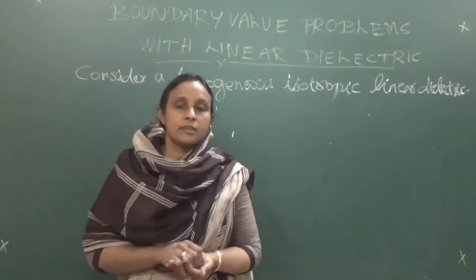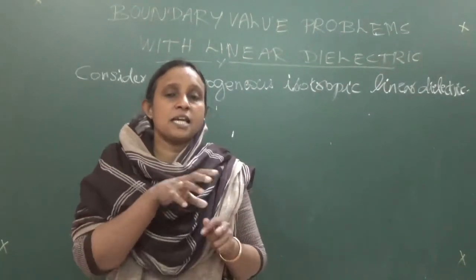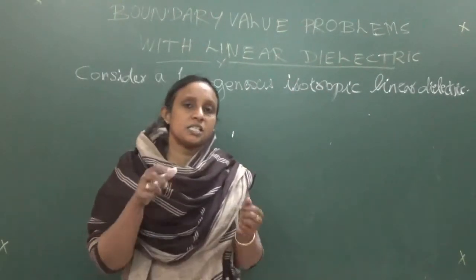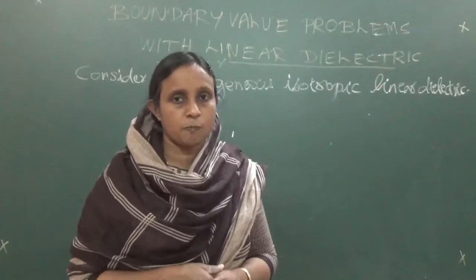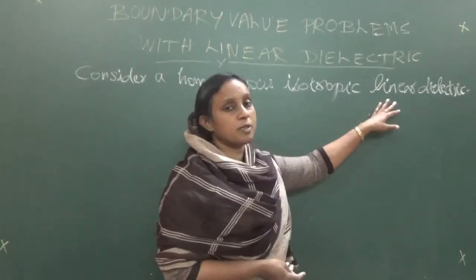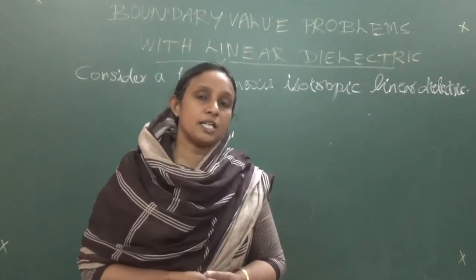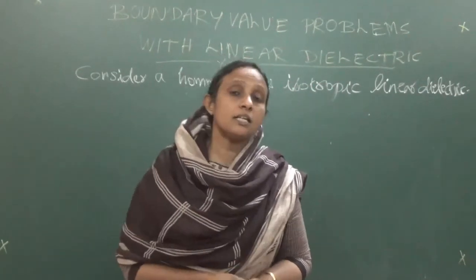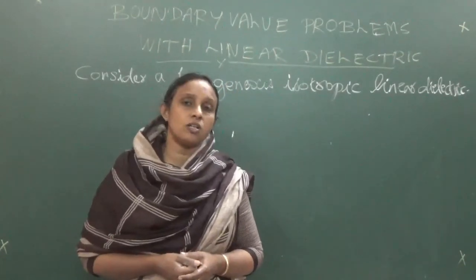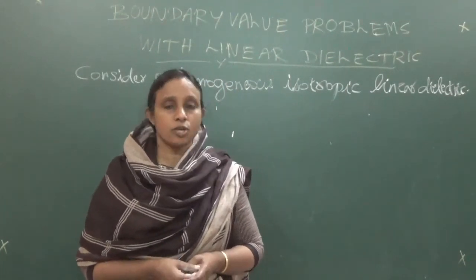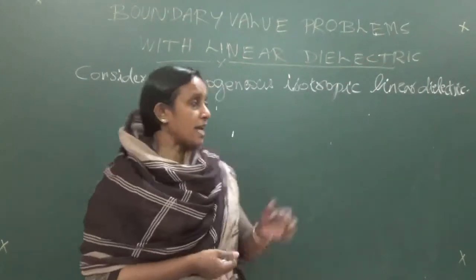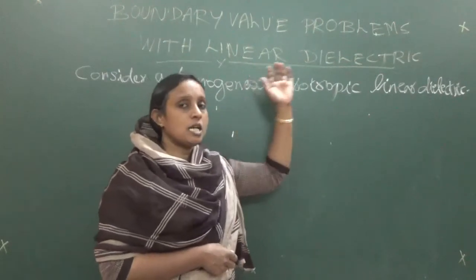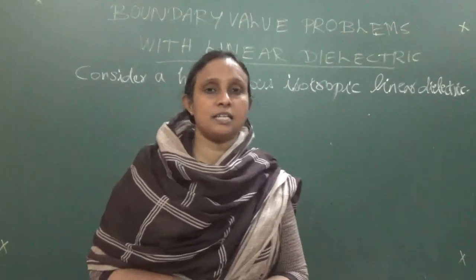Homogeneous means the dielectric medium has the same property at all positions. Isotropic means it has the same property in all directions. And the medium is linear also. We learned that if the polarization is proportional to the electric field, then the dielectric material is called a linear dielectric. In this context we assume a dielectric medium that is homogeneous, isotropic and linear.